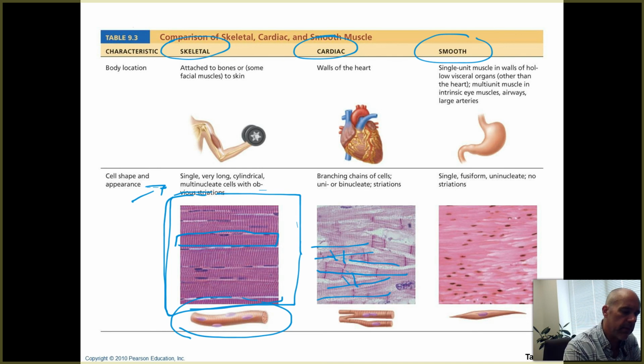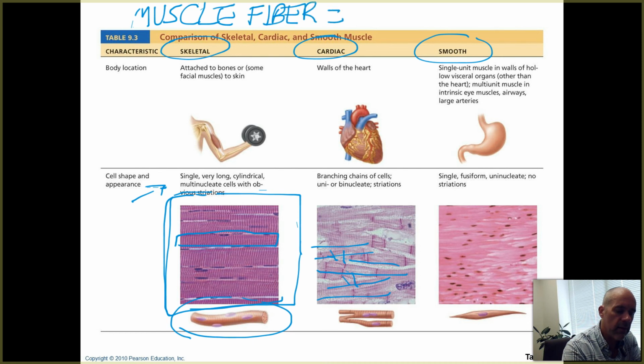I'm going to write this up here again just to start emphasizing it. Now I'm going to be using the term muscle fiber a lot during this unit, and a muscle fiber is one muscle cell.